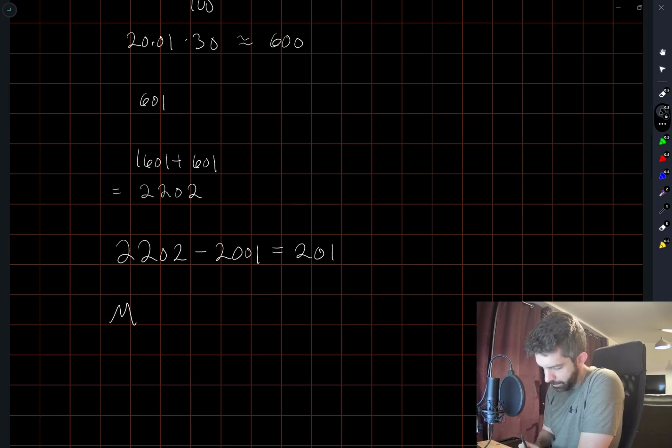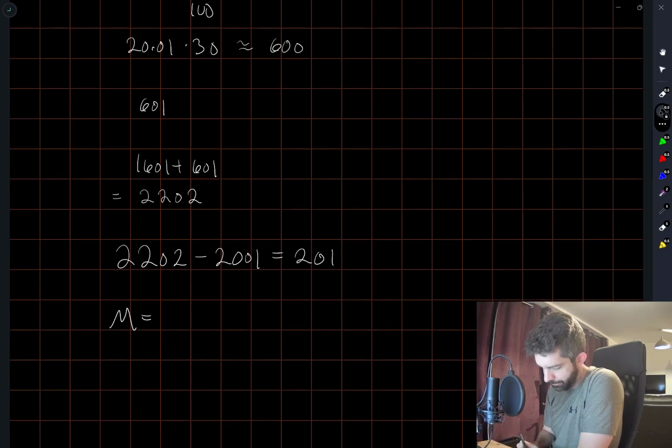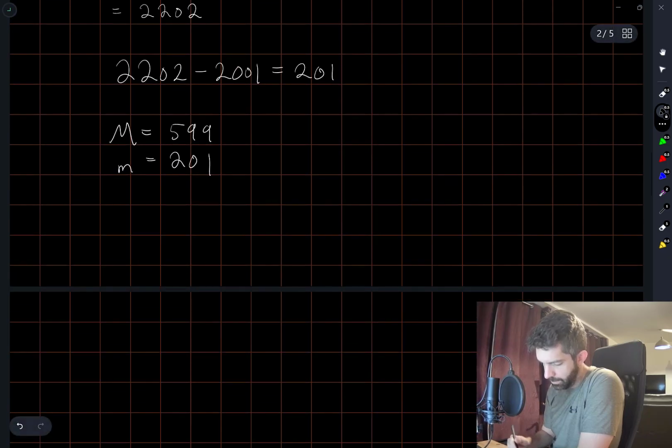So capital M, what did I have up there? 599. Lowercase m, 201. And we need capital M minus lowercase m, 599 minus 201, 398.